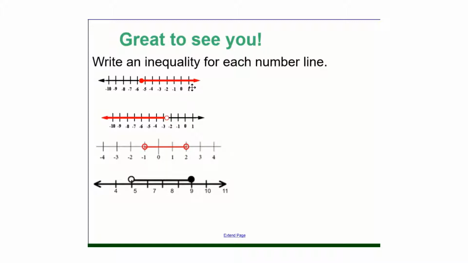All right, so if we're going to write an inequality for each of these number lines, this first one, what you would do is you would just write x or n or whatever, usually x. X is greater than or equal to negative 5.5. Halfway between negative 5 and negative 6 is negative 5.5. And it's greater than or equal to because this dot is filled in.